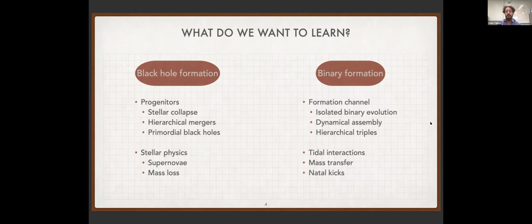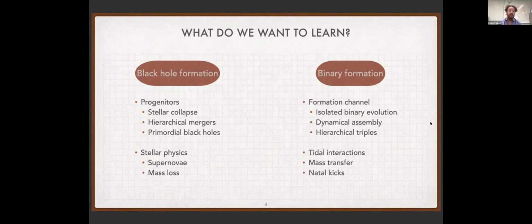And so we're interested in the black hole formation, which we can use to probe the progenitors of these. We can ask, did this black hole form as a result of the collapse of a massive star? Did it form through the merger of other smaller black holes in what we call the hierarchical merger scenario? Or are they primordial black holes, which just formed from fluctuations in the very early universe?